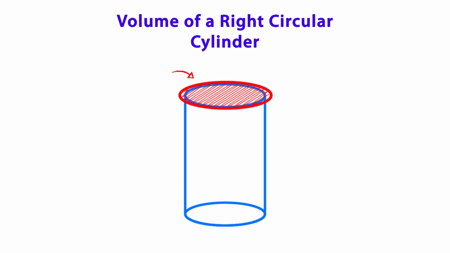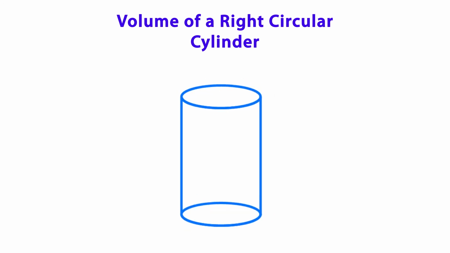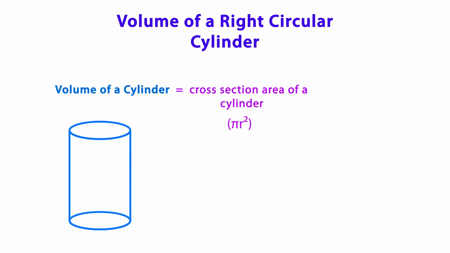As we know, the top face and the bottom face of a right circular cylinder are equal to each other. Therefore, if we multiply the area of cross section of the cylinder by its height, we can find the volume of a right circular cylinder. So let's find it. Let's assume the radius of the cross section of a right circular cylinder as r, and its height as h. Therefore, by multiplying the area of the cross section by its height, we can find the volume.